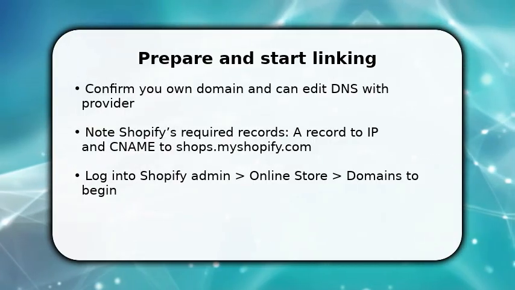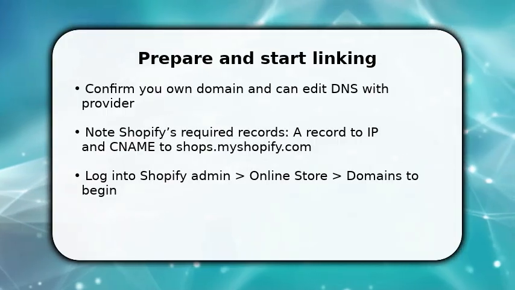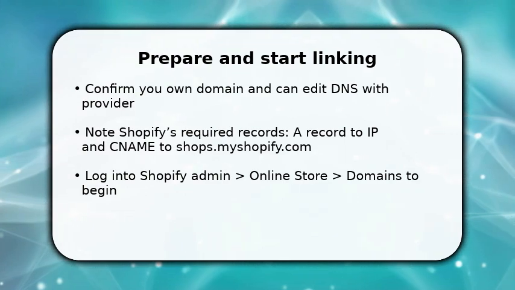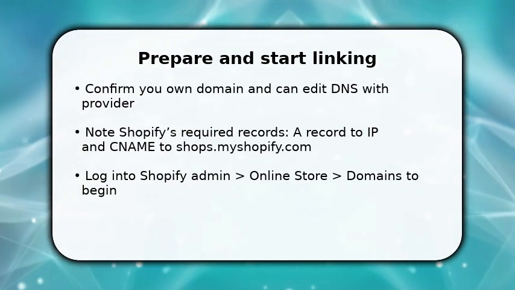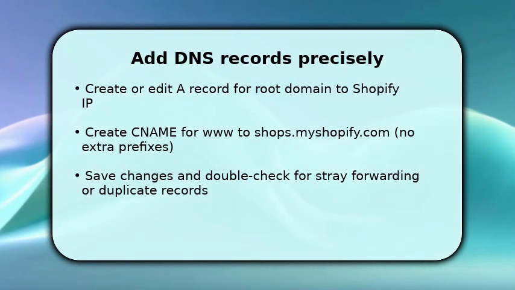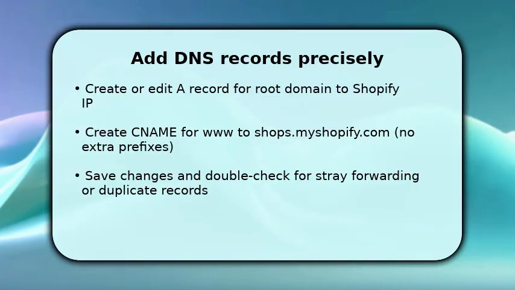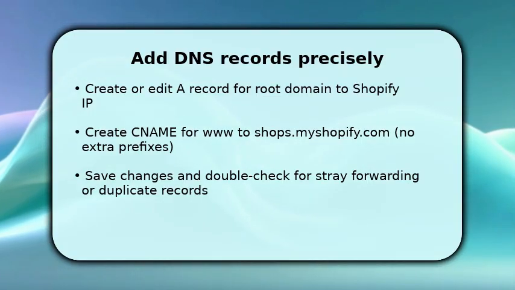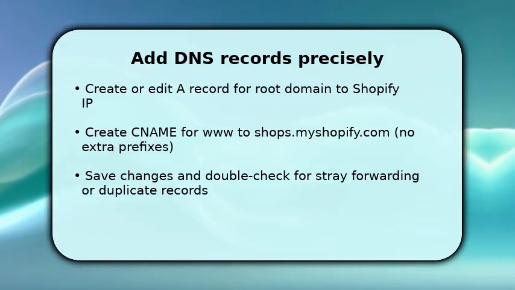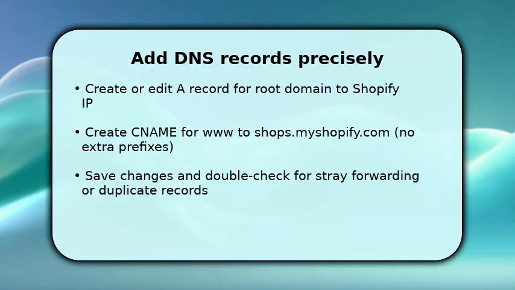Now, switch to your registrar's DNS editor and prepare to add those two records. This step writes where web traffic should go and is critical for ownership verification and proper routing. You'll add an A record for the root domain pointing to Shopify's IP and a CNAME for the www subdomain to shops.Shopify.com. Be precise. Remove any conflicting A or CNAME entries and avoid adding extra prefixes.